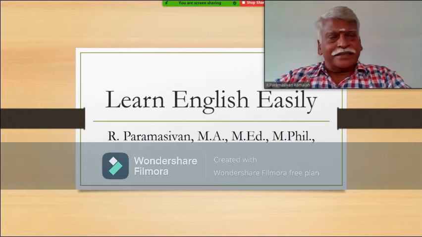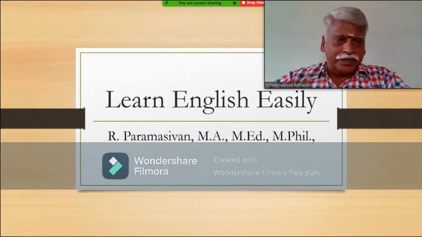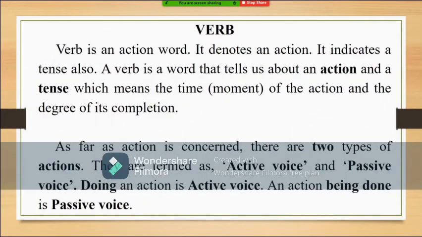In last classes, we studied about verb. Verb is an action word. It denotes an action. It also indicates a tense. Verb has to satisfy two conditions. That means it must denote an action and it must indicate a tense.